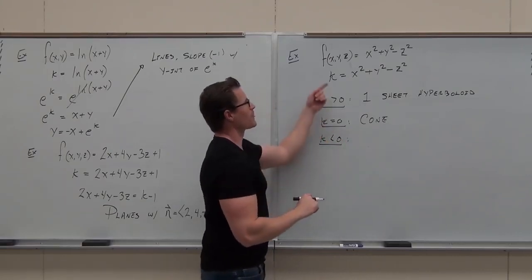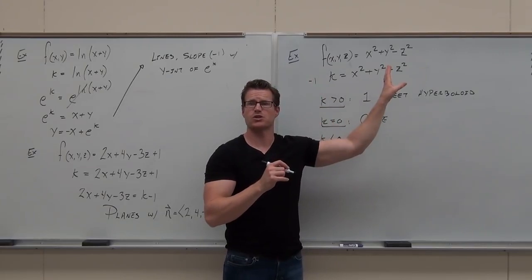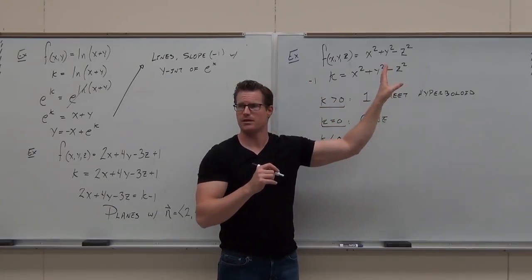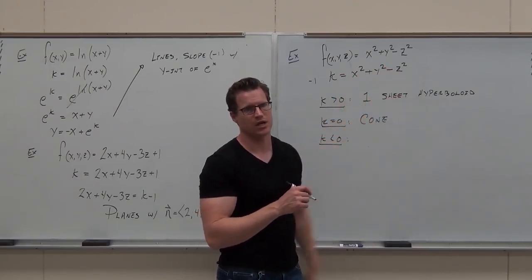K is less than 0. If this is like negative 1, you'd have to divide everything by a negative. It would switch all of your signs. Do you guys see it? And then we'd get this 2 negatives, 1 positive. We'd have a 2 sheet hyperboloid.